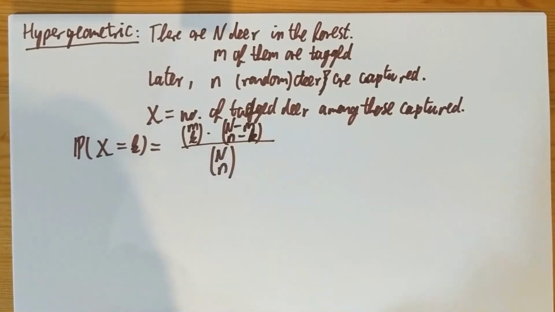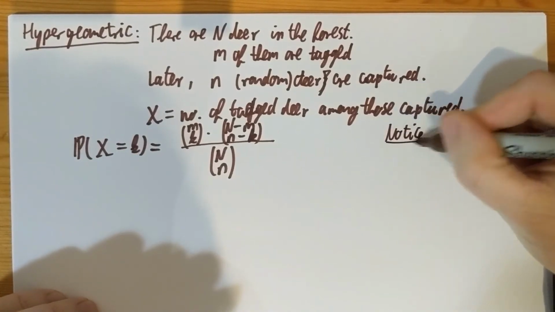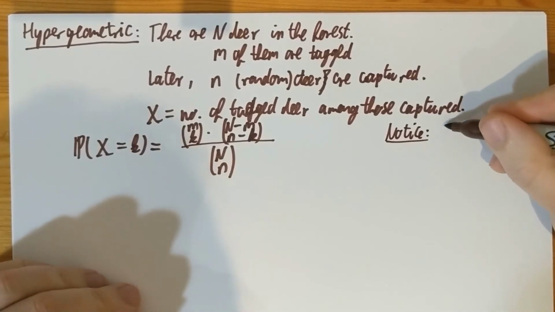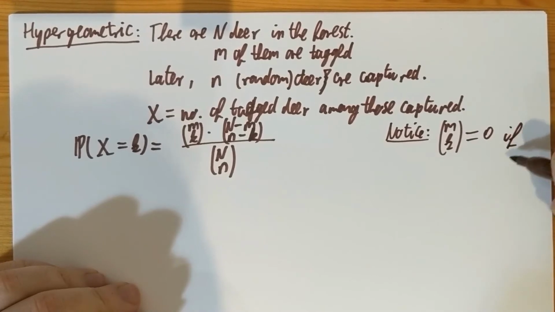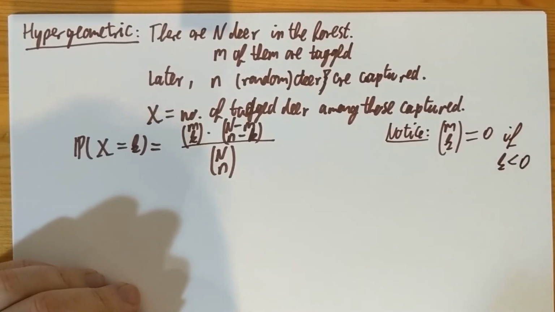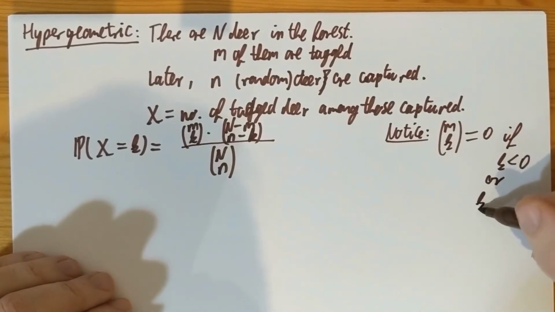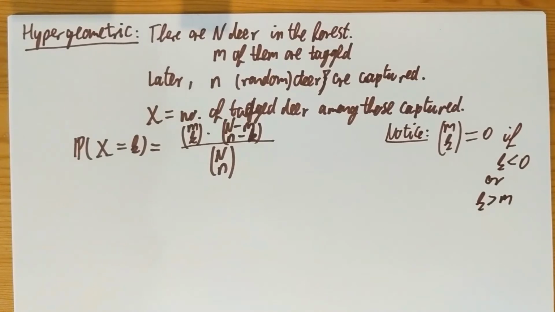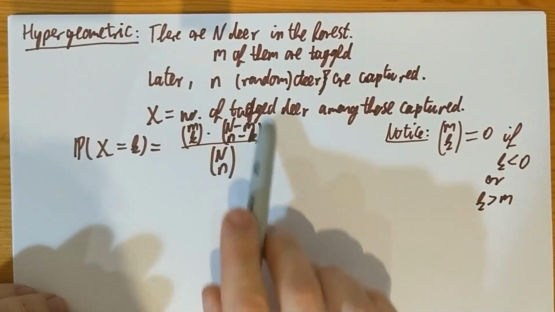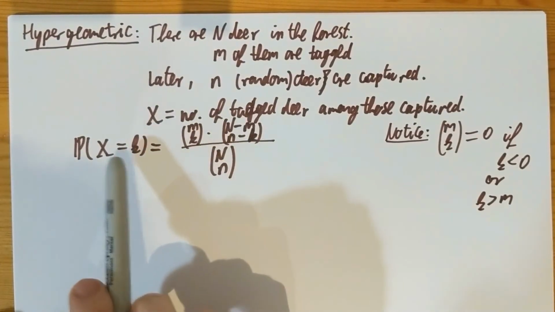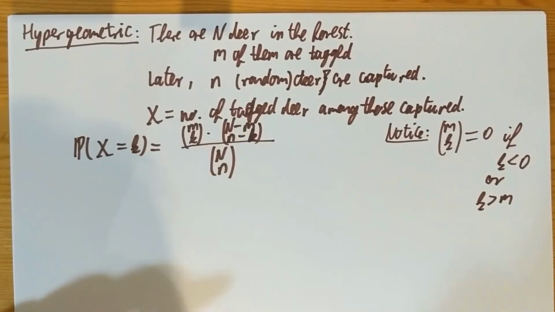So the binomial coefficients, notice that the binomial coefficient m choose k is going to be 0 if k is negative. That's not very interesting, at least not for the first term. But it's also 0 if k is larger than m. So this restricts the possible values of X with positive probability to something non-negative and not larger than m.